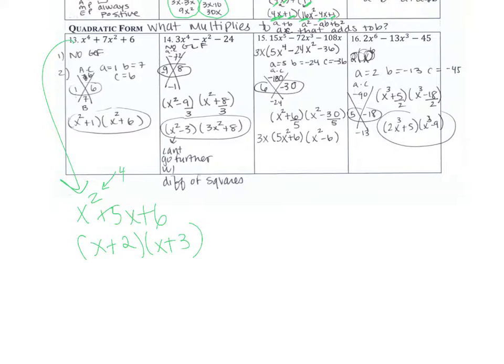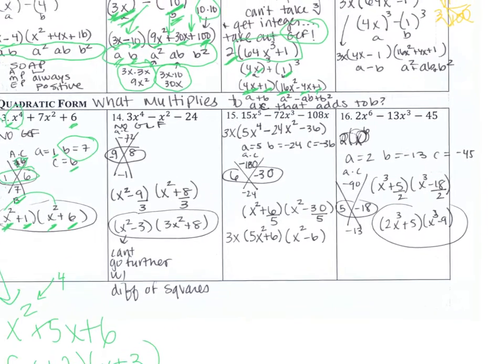So when we look at number 13, we're looking for a combo that multiplies to a times c, or multiplies to 1 times 6. So what multiplies to 6 that adds to b, or adds to 7? So that combo is 1 and 6, so we write those numbers right here. And on the left, instead of an x, it's got to be x squared, because x squared times x squared gets us x to the 4th. So if you FOILed, you would get your original problem.